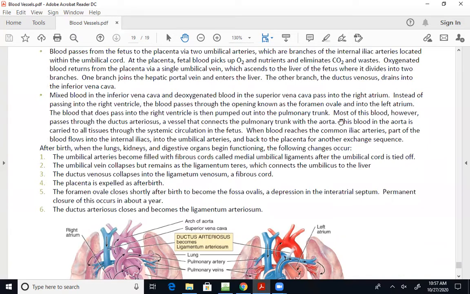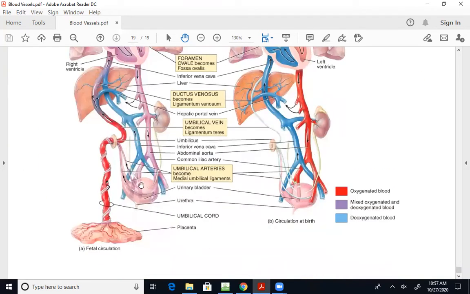Okay. This blood in the aorta then carries the blood to all tissues through our systemic circulation in the fetus. When blood reaches the common iliac arteries, part of the blood flows into the internal iliacs and then eventually the umbilical arteries that then go out into mom's blood.